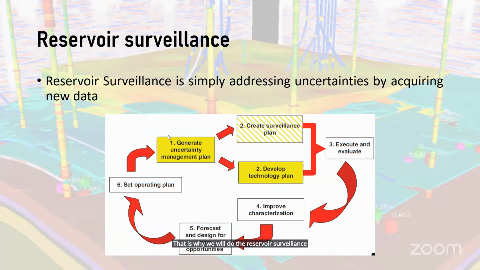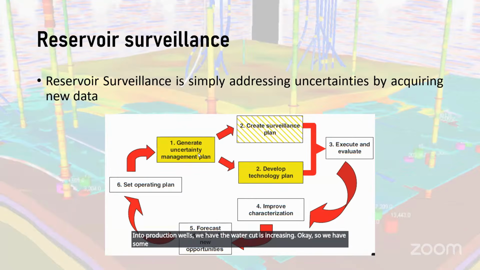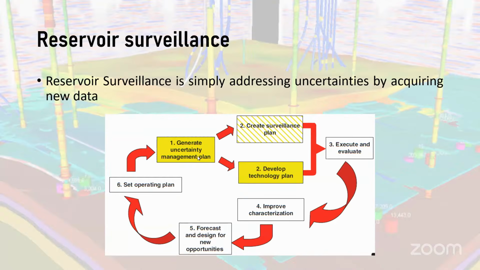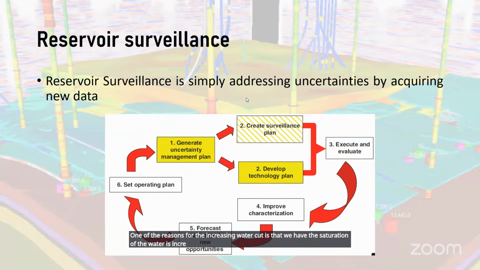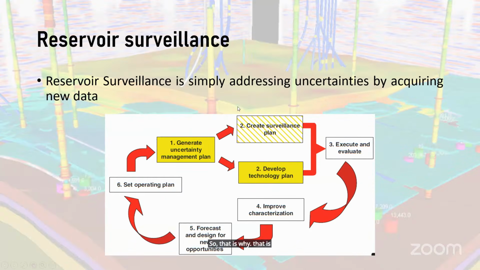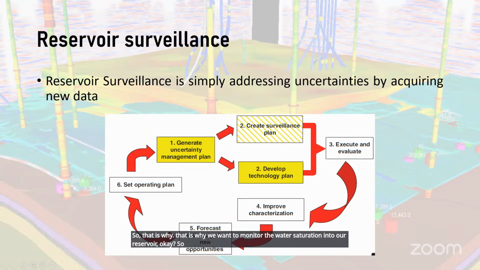For example, in our production wells, the water cut is increasing. We have some reasons for this increase in water. One of the reasons for the increasing water cut is that the water saturation is increasing in our reservoir. So we want to monitor the water saturation in our reservoir. This is the opportunity that we wanted to answer.